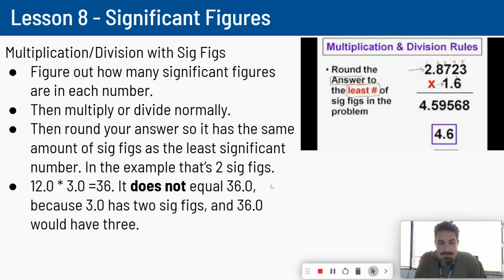So for example, 12.0 times 3.0 is 36. It does not equal 36.0, because 3.0 has 2 sig figs, and 36.0 would have 3. This can be very tricky if you're not keeping track of how many sig figs you're dealing with.